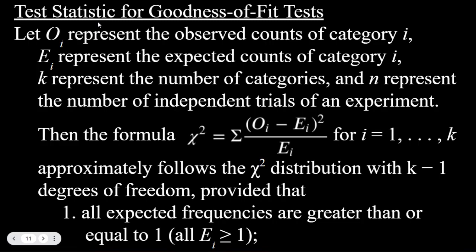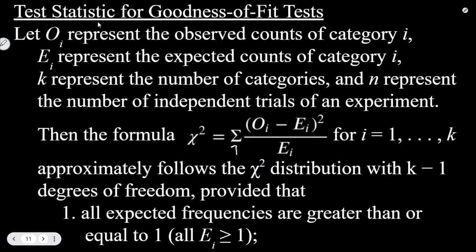Let the formula chi-square equal the sum of all the (O sub i minus E sub i) squared, divided by E sub i. In other words, we subtract, square, and divide, and after we do that for each category, we add up all those values. That's what the sigma part means at the beginning. Again, we're not going to have to do that; we will do very limited math, and we're going to let the calculator take care of a lot of this for us. Approximately this follows the chi-square distribution with k minus 1 degrees of freedom.